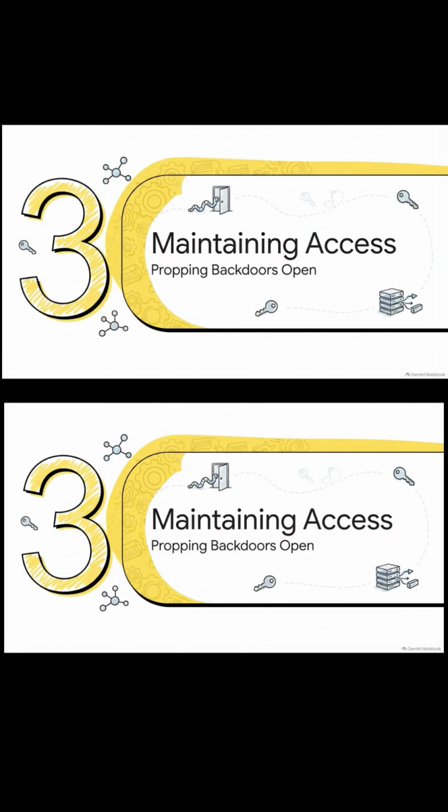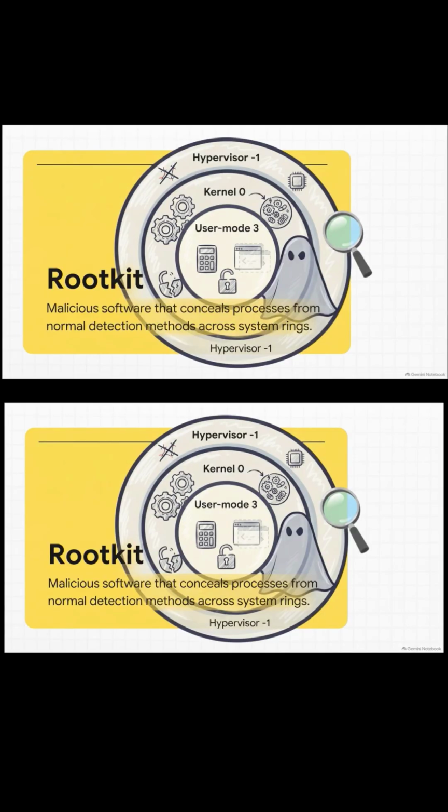That takes us to Phase 3, maintaining access, or propping the back door open. Okay, the attacker has total control. Now, they need to ensure they can always get back in, even if the flaw gets patched or the passwords get changed.